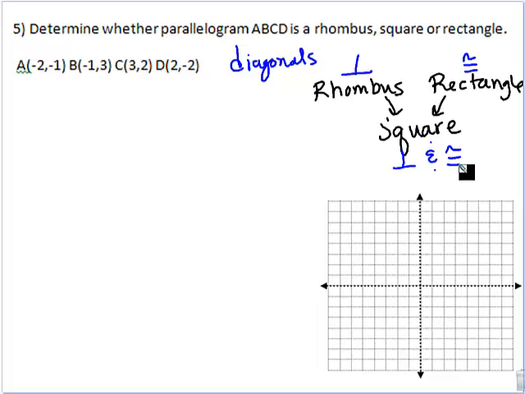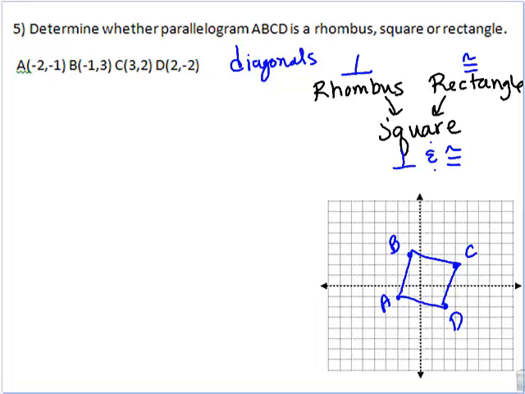Okay, so you can plot points if you want to. I think when you guys find slope, some of you like to count the slope. So that's perfectly fine. So we'll plot these points. So let's see, A is -2, -1. B is -1, 3. C is 3, 2. And D is 2, -2. Well, it might be. We'll have to decide.